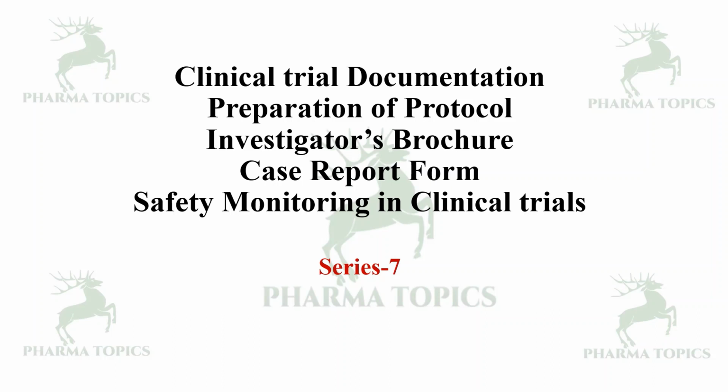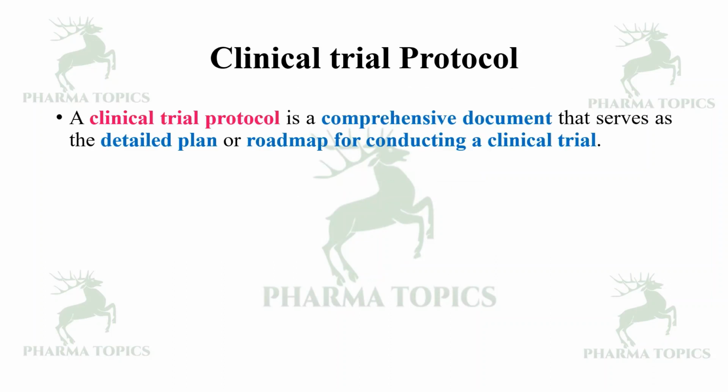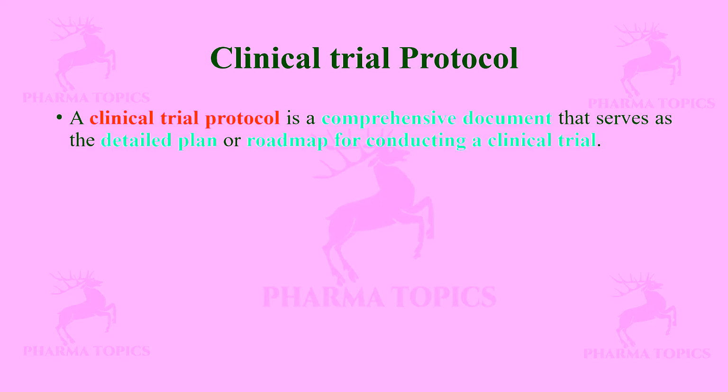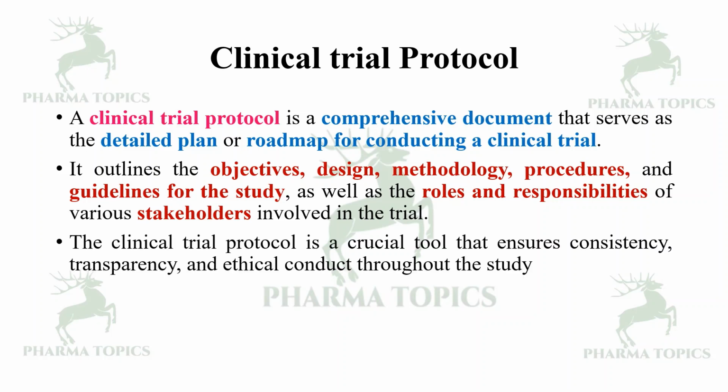Clinical trial documentation involves the preparation of the protocol, investigators' brochure, case report forms, and the safety monitoring in clinical trials. First is clinical trial protocol. A clinical trial protocol is a comprehensive document that serves as a detailed plan or roadmap for conducting a clinical trial. It outlines the objectives, design, methodology, procedures, and guidelines for the study, as well as the roles and responsibilities of various stakeholders involved in the trial. The clinical trial protocol is a crucial tool that ensures consistency, transparency, and ethical conduct throughout the study.